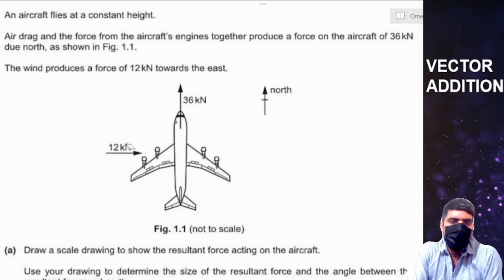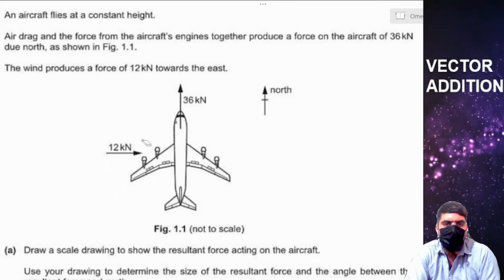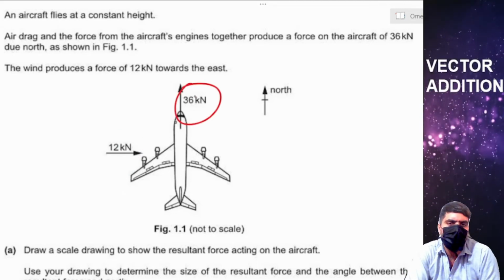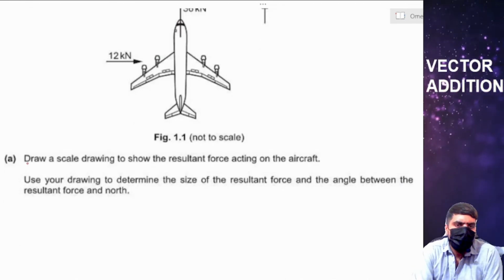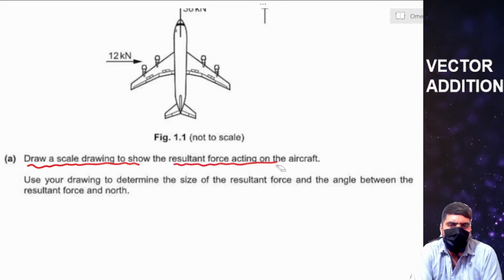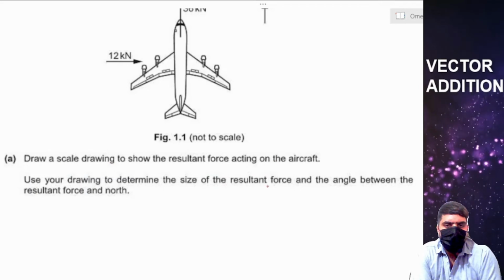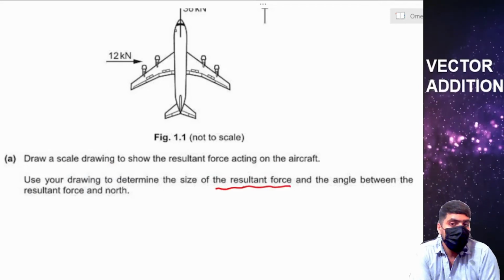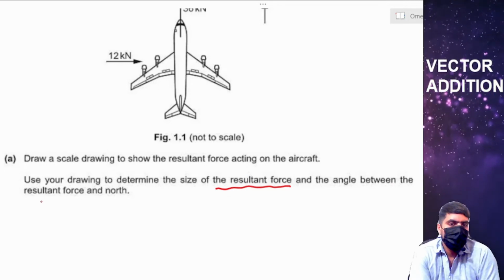One of the forces acting on the airplane is towards the east, that is 12 kilonewton. The other one is towards north, that is 36 kilonewton. And the question is, draw a scale drawing to show the resultant force acting on the aircraft. Use your drawing to determine the size of the resultant force. So we need to find the magnitude of the resultant force and the angle between the resultant force and north.